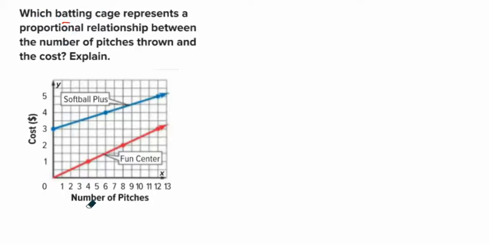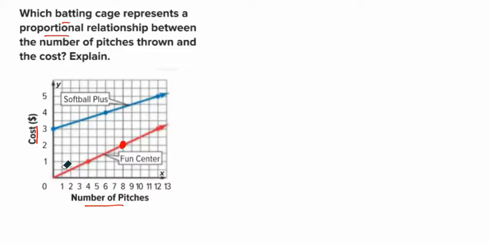So we're looking at the number of pitches and the cost at these two different locations, at Fun Center and the Softball Plus. Okay, so obviously which one is proportional? It would be the red line, the Fun Center. Okay, it's proportional because it starts at 0, 0 and it's a straight line. Okay, let's use these points to help us out. Let's look at this point right here.